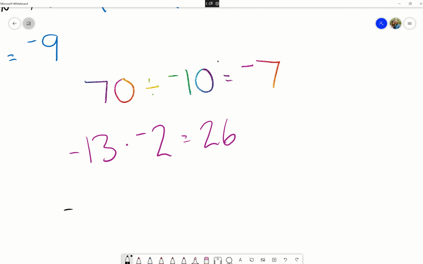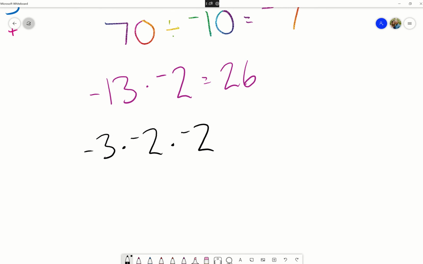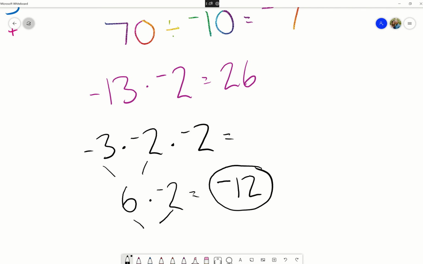What if I had negative 3 times negative 2 times negative 2? So our last one, and it's just a little bit more because there's one more multiplication problem here. Well, I would look at my first two numbers and solve: negative times negative is positive. 3 times 2 is 6. And then I bring down everything else. I'm going to bring down the rest of this, times negative 2. I'm going to say negative times positive is negative. 6 times 2 is 12. And that would be my final answer.